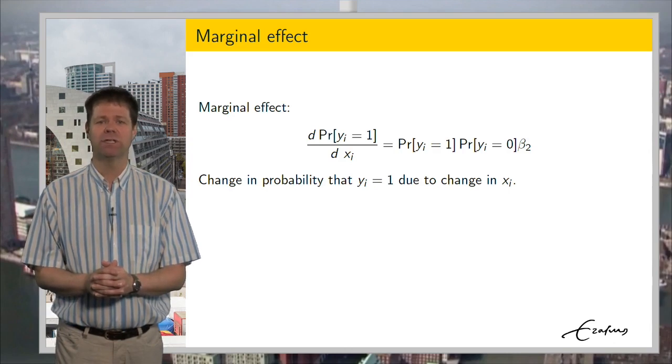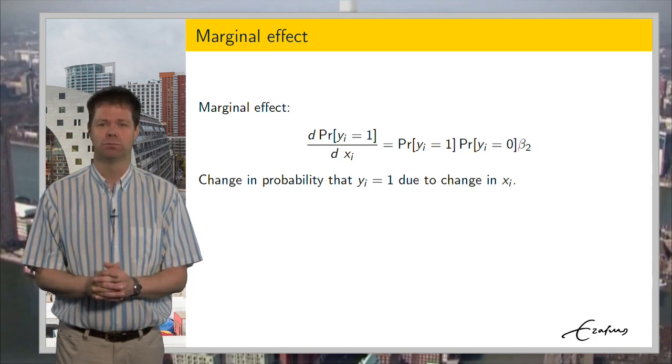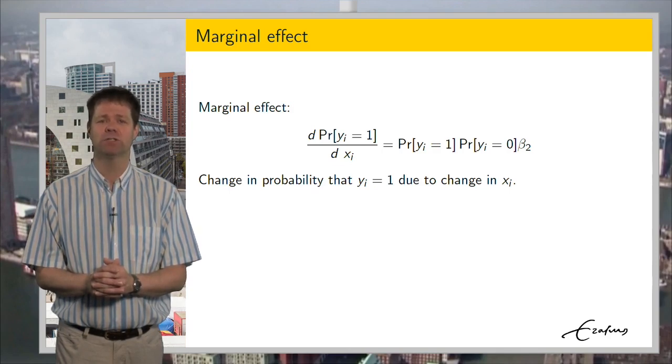To compute the size of the effect, we consider the marginal effect of a change in x on the probability. It can be shown that for the logit model, the first derivative of the probability that y equals 1 with respect to x can be written as the product of the probability that y equals 1 times the probability that y equals 0 times beta 2. Here we will not prove this technical result, but instead focus on the several conclusions that can be drawn from this result.